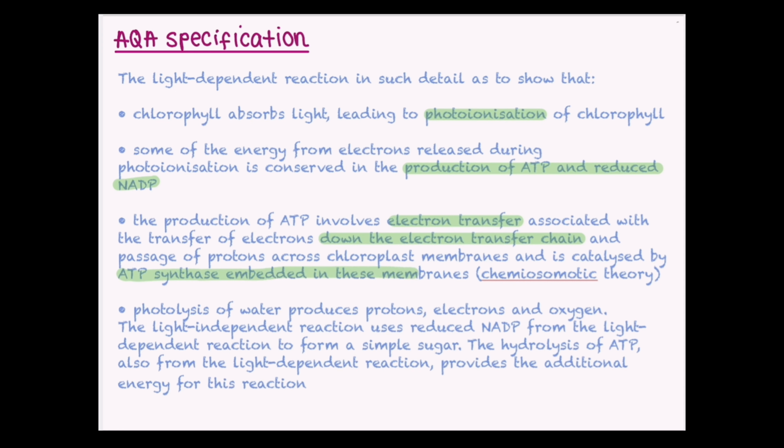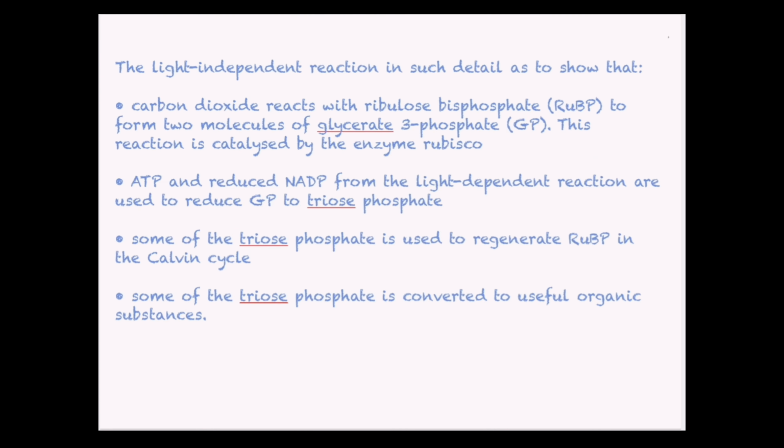The mechanism of the electron transfer chain itself, so the movement of the electrons through the membrane down this network of proteins. And the photolysis of water, where we broke water molecules down using light energy to release hydrogen ions and electrons. We then must be aware of the processes within the light-independent reaction, starting off with the reaction between carbon dioxide and RuBP to ultimately produce 2 3-carbon molecules of GP, and the fact that this reaction is catalyzed by the enzyme Rubisco.